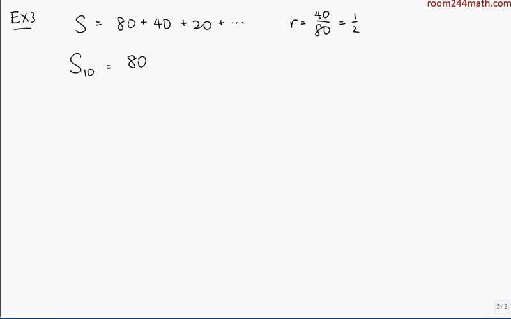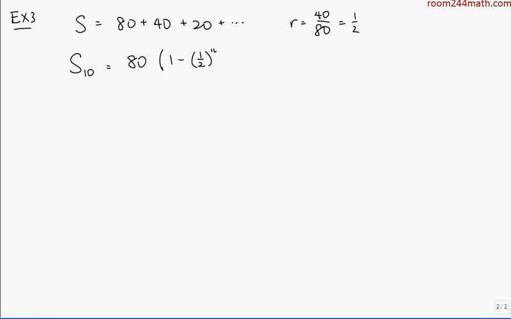All right, 2 more quick examples. Example 3. Let's say we have a series 80 plus 40 plus 20, and we want to find S10, the sum of the first 10 terms. Well, the first term is 80. What's the common ratio? Take any term divided by the previous one, so 40 divided by 80 is your common ratio, which is a half.